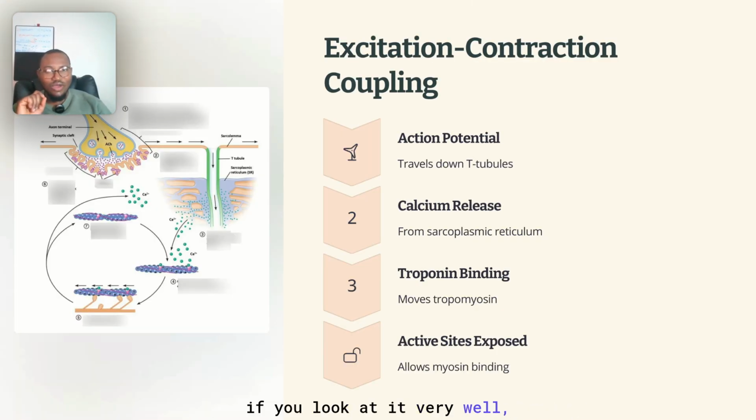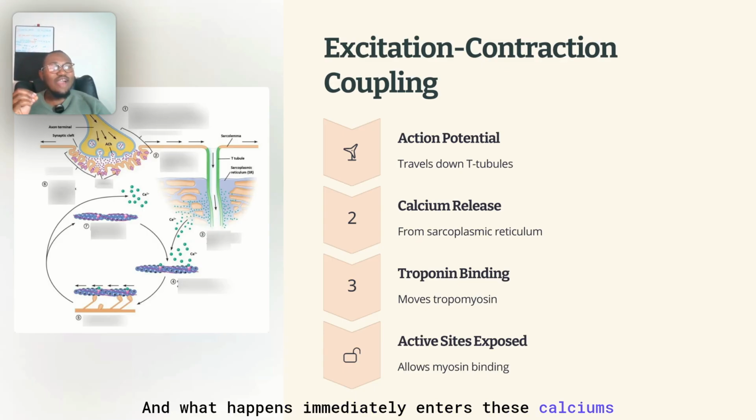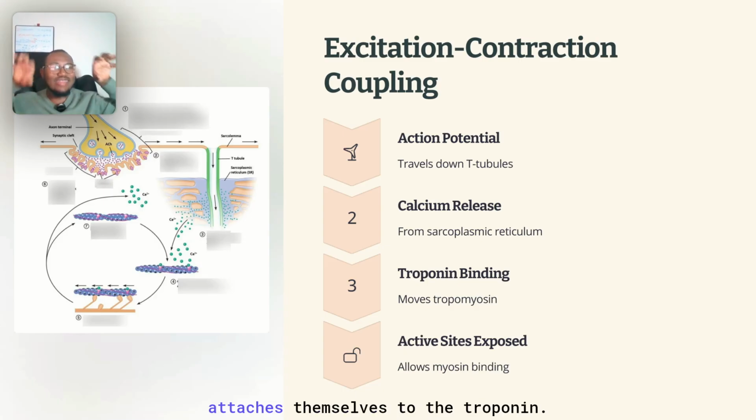Now, if you look at it very well, action potential has been created. You see the arrow? Follow the arrow. The action potential enters the T-tubule. These two areas are the sarcoplasmic reticulum ends, which we call the cisterns. So this is the T with the two cisterns. This is a triad, right? Action potential enters in this T. And what happens? Immediately the calciums at the end of the sarcoplasmic reticulum are afraid. They run. They start running inwards. And when they run inwards, where do they go to? They attach themselves to the troponin.